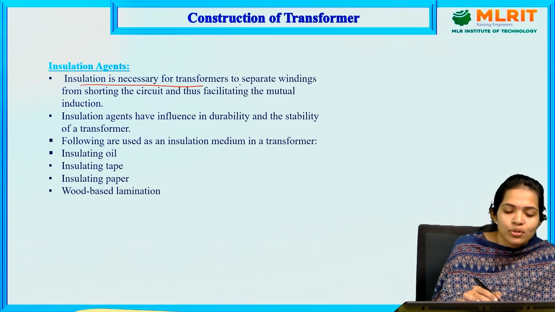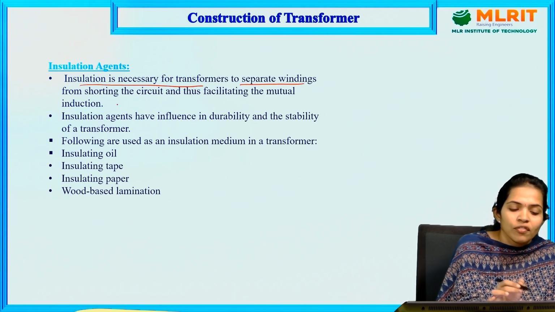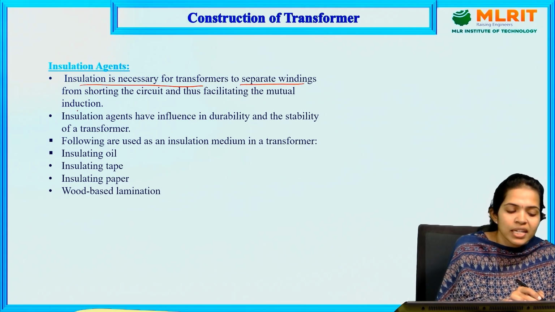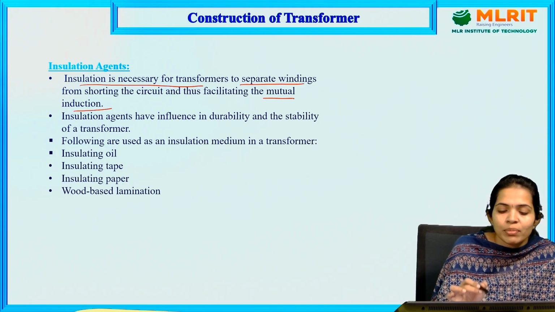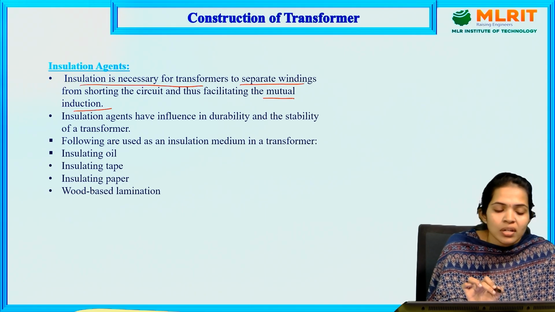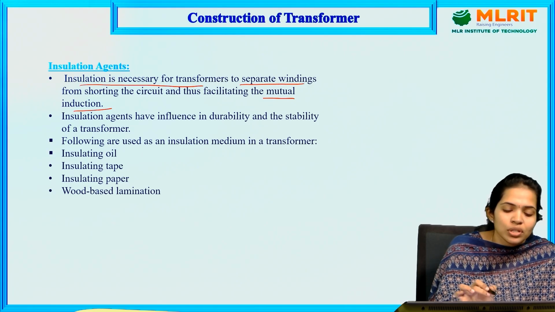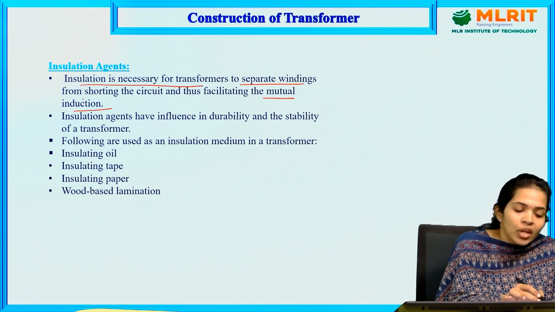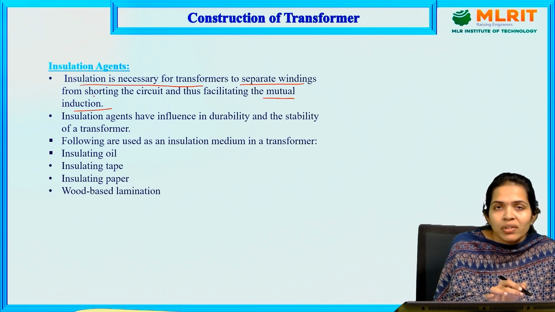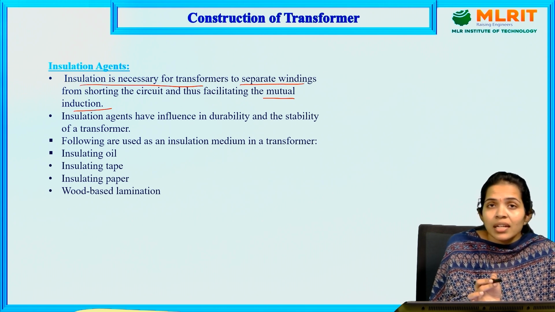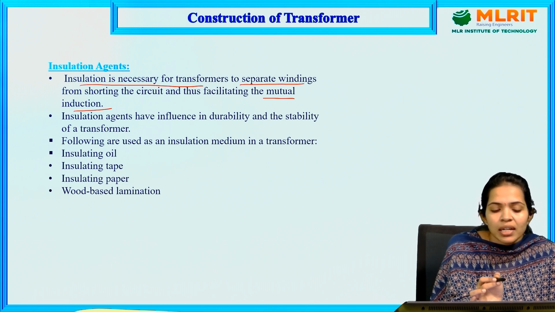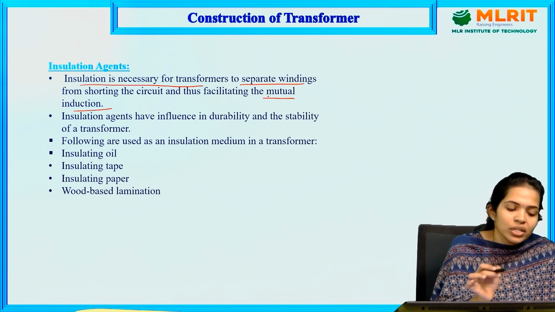First, basically to separate the windings from shorting the circuit and thus facilitate the mutual induction process. For mutual induction to happen between the primary and secondary circuit of the transformer, we basically need insulation agents, and also to avoid the short circuit between the primary and the secondary circuit of the transformer, as they are electrically separated but magnetically coupled on the same magnetic core. So that is why we need these insulation agents.